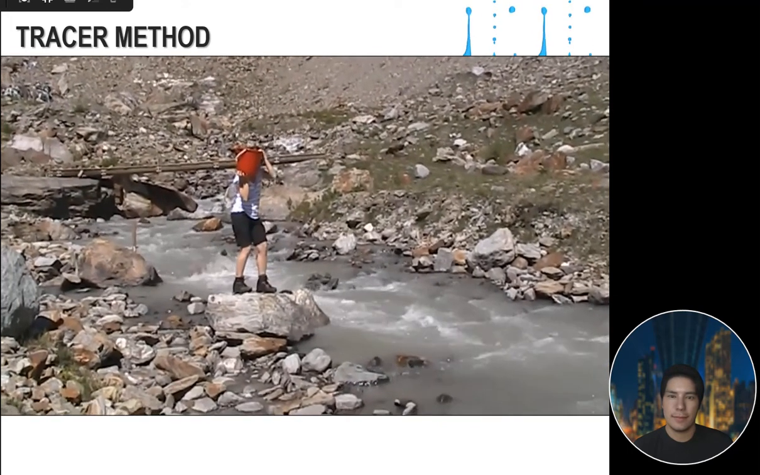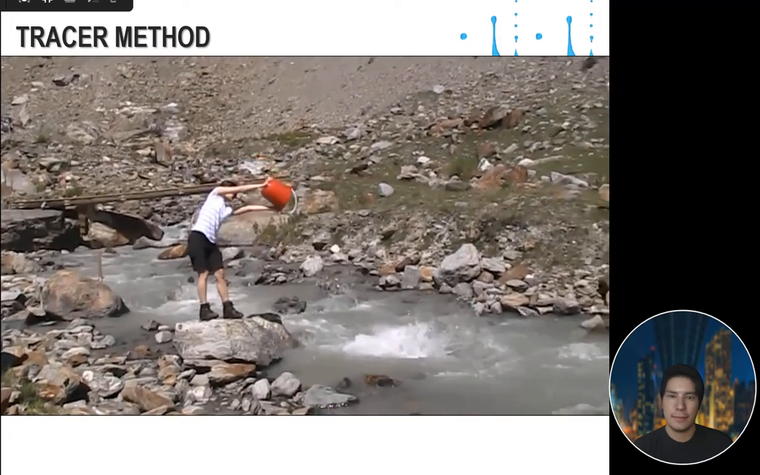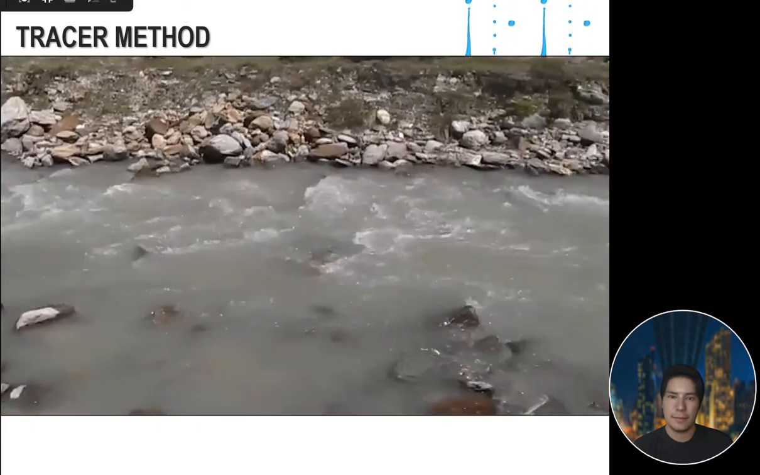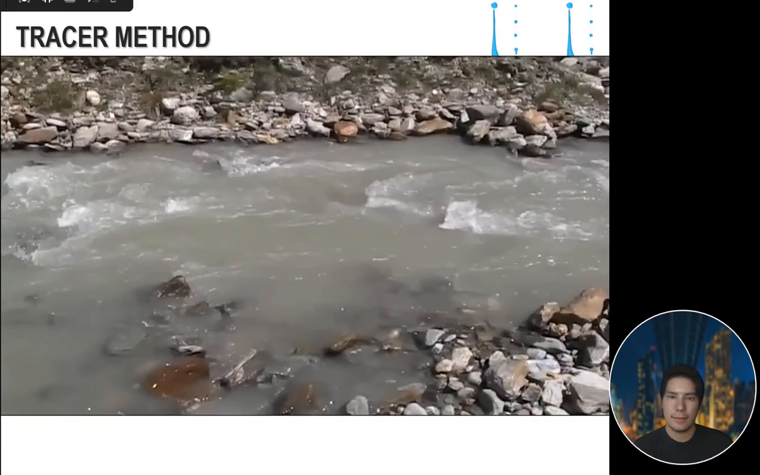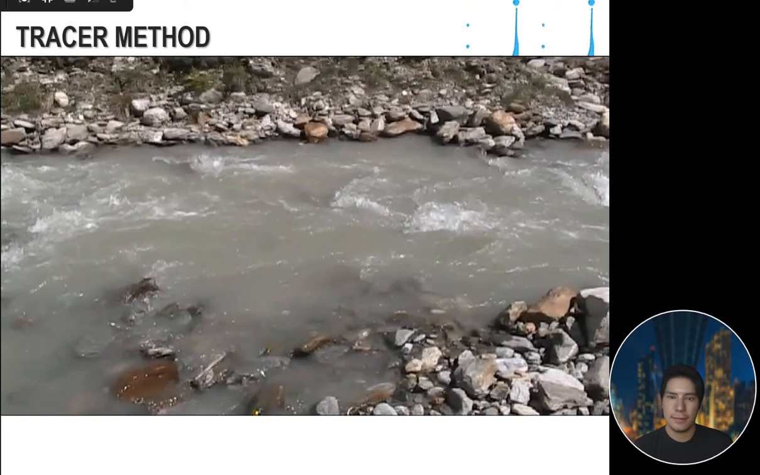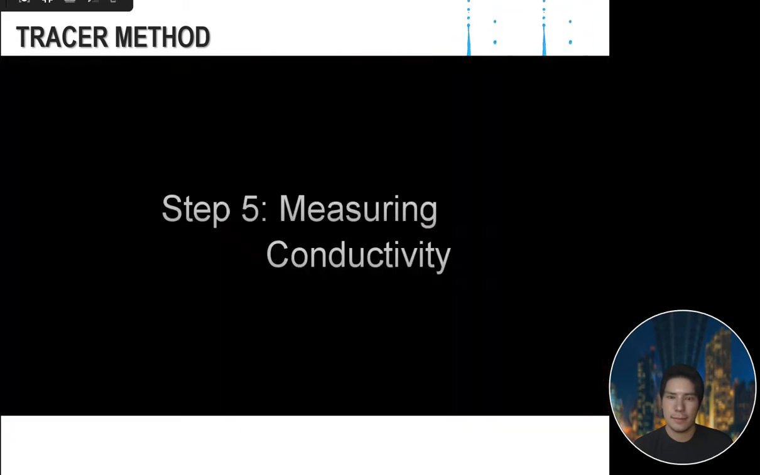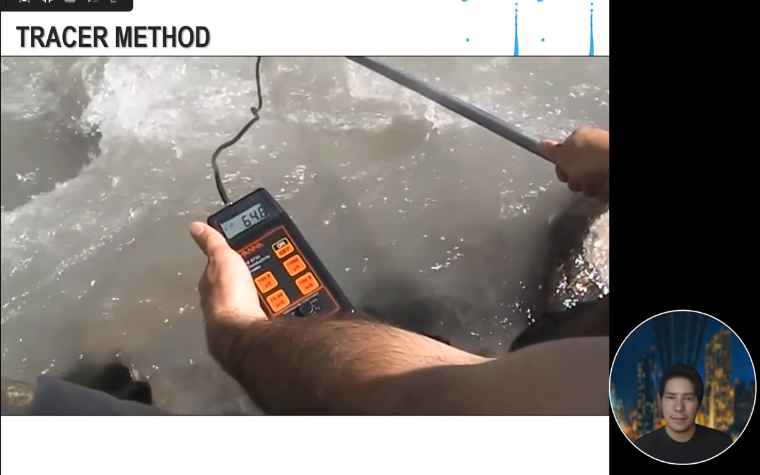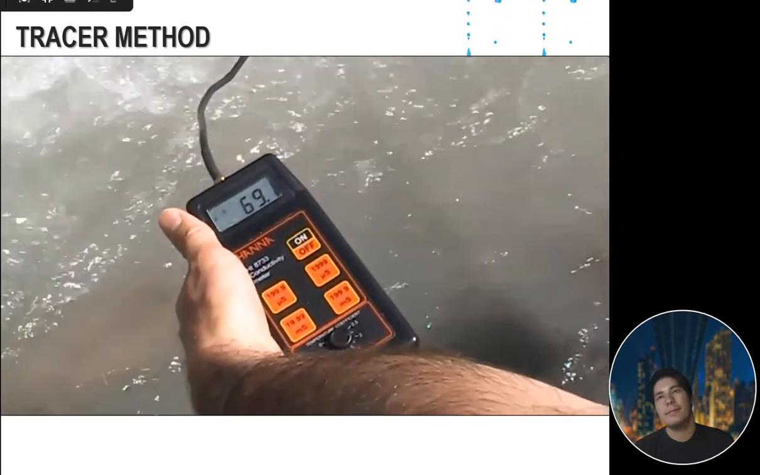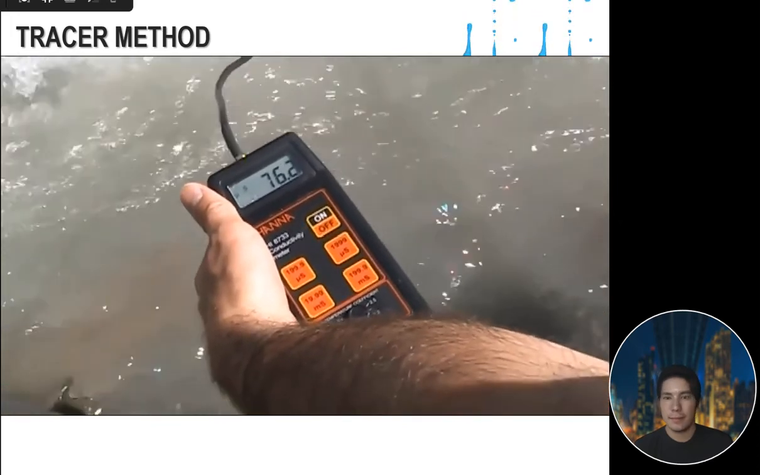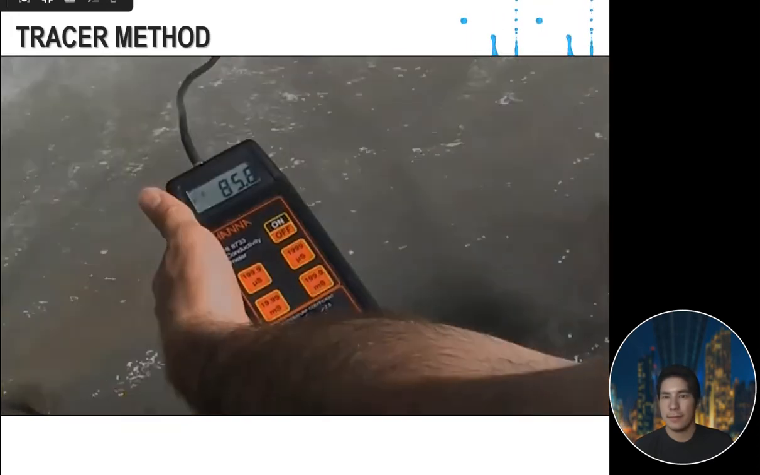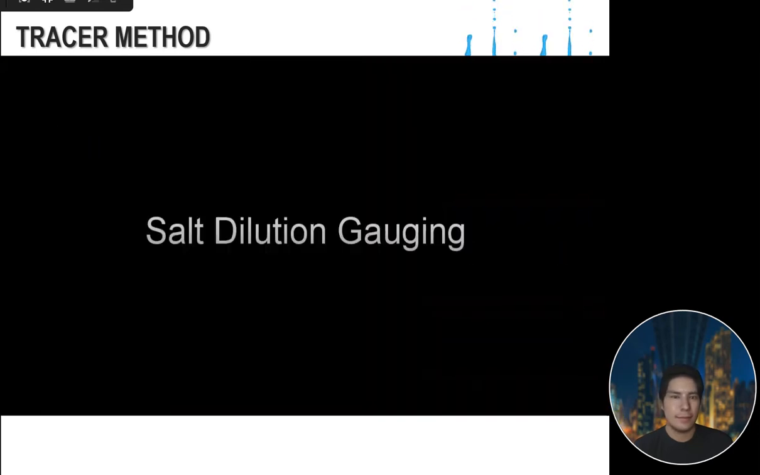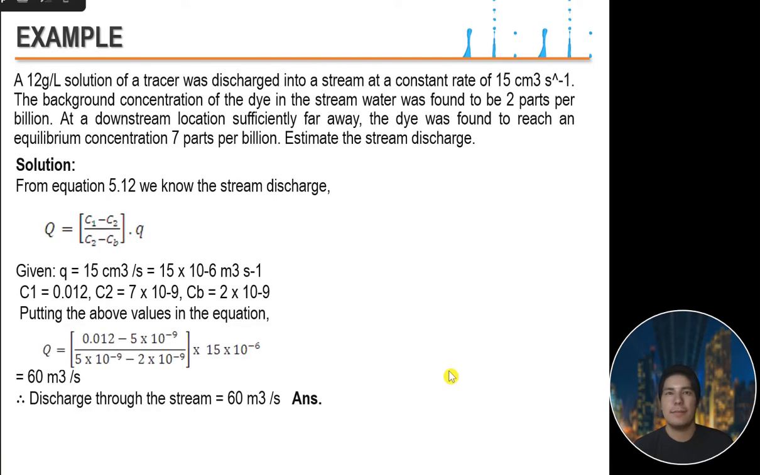You then need to throw the bucket of river water with the known quantity of dissolved salt into the channel. It is recommended that you inject the solution upstream at a length of approximately 20 times the width of the river. From when the salt is thrown in, take records of the conductivity meter every 5 seconds until the conductivity stabilizes, and record these results. So that is the tracer method.